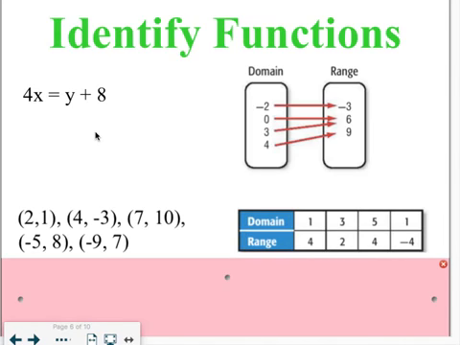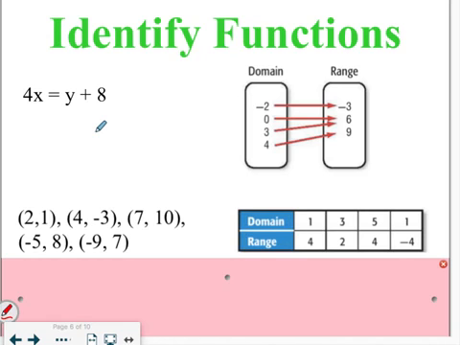Other ways to identify functions besides the vertical line test include being able to look at equations, mappings, sets of points, or a table. So if you are looking at an equation, you are looking to see if each x is going to give you a unique answer for y. One of the best ways to do this is just start testing points.